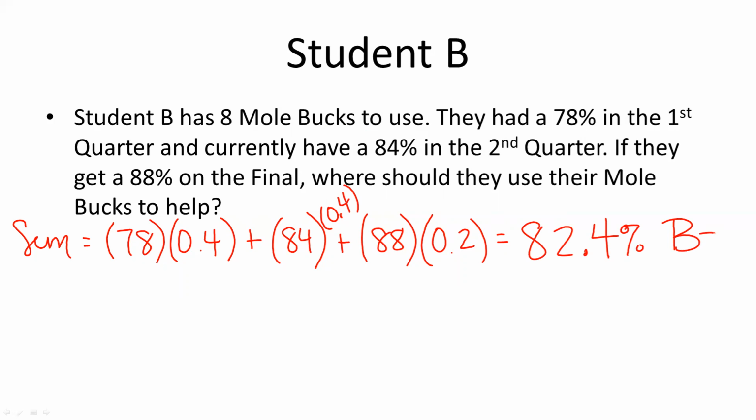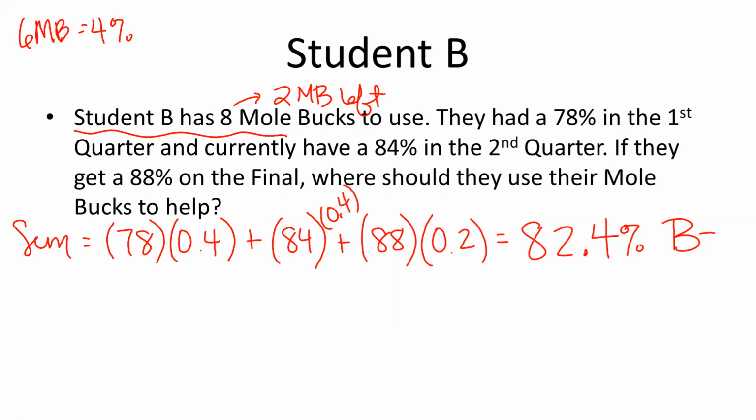Okay, so student B has 8 MOLDUX, but remember we can only use them in groups of 3. So 6 is the total MOLDUX that they can use. 6 MOLDUX, which would be 4%. Okay, so that means that they'll have 2 MOLDUX left to go into the second semester. So they'll have some MOLDUX to lead them on for next semester.